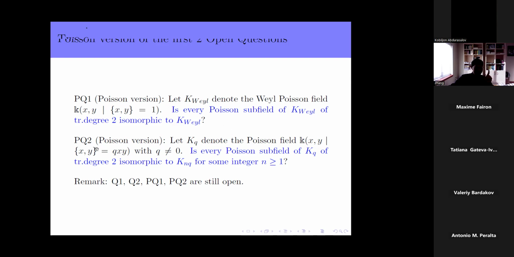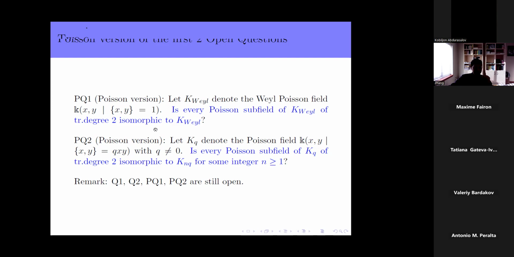Then the Poisson version of the second question is that if we take K_Q, where Q is a non-zero scalar, to be the Poisson field determined by example 1, then the question is: is every Poisson subfield of transcendence degree 2 isomorphic to K_{nQ}, not Q to the power n, but the multiple nQ, for some integer n? So these two are the Poisson versions of open question 1 and open question 2.